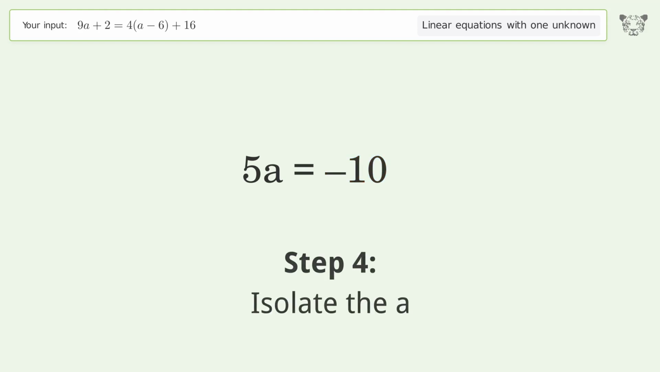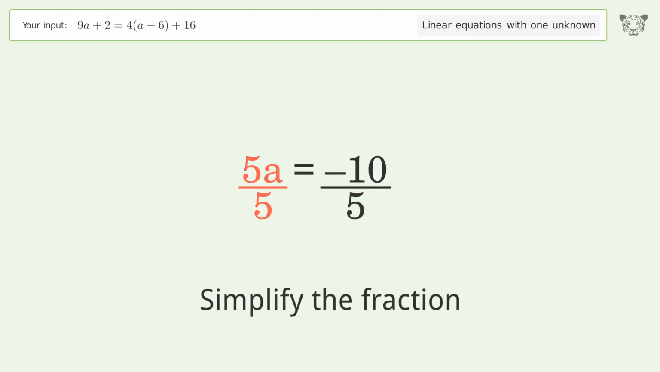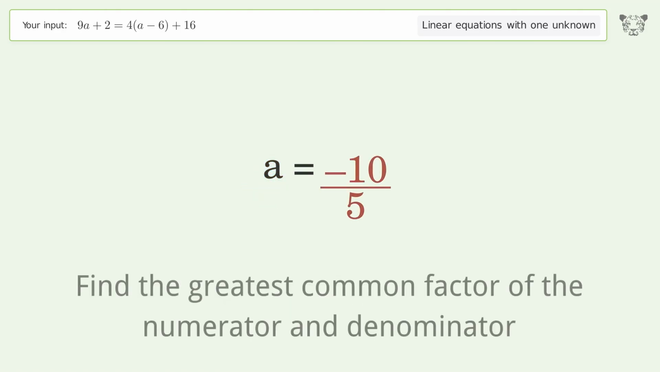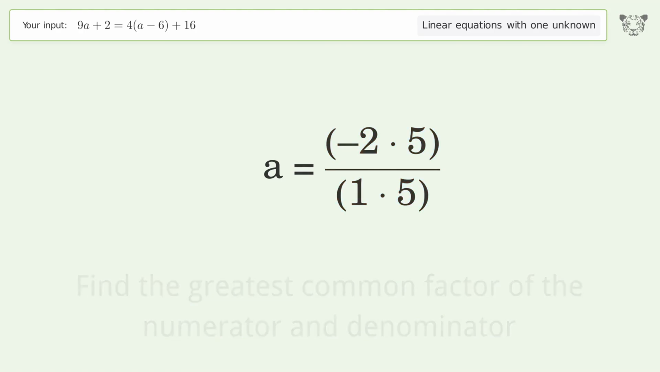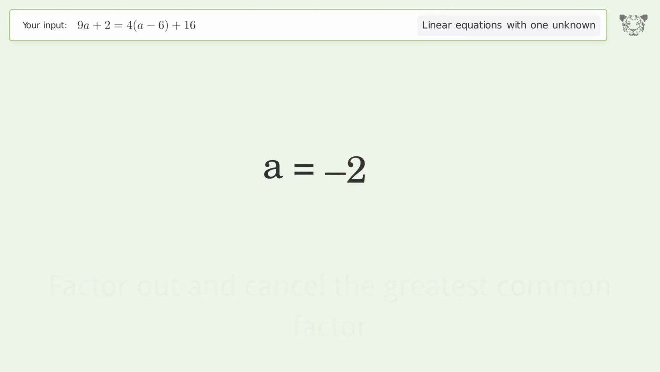Isolate the a. Divide both sides by 5. Simplify the fraction. Find the greatest common factor of the numerator and denominator. Factor out and cancel the greatest common factor. And so the final result is a equals -2.